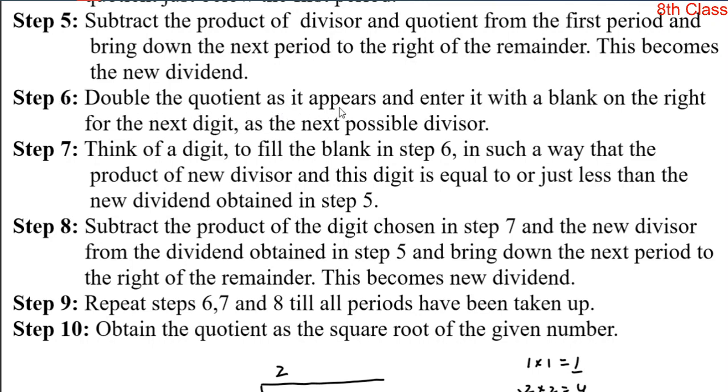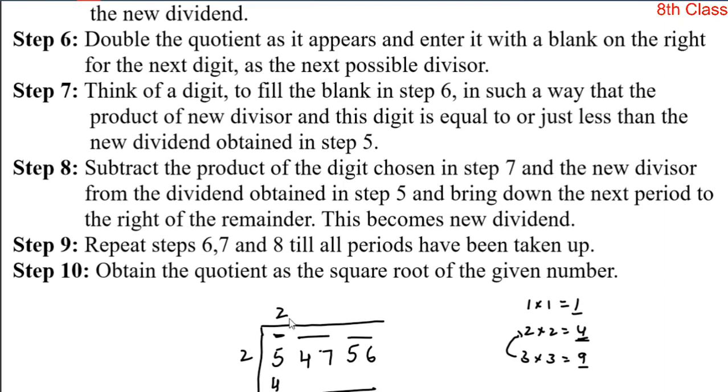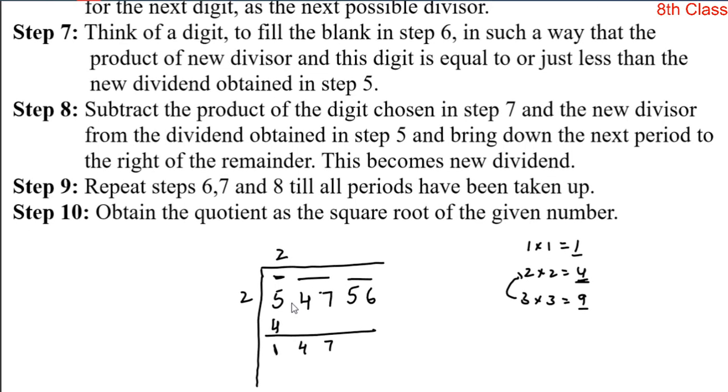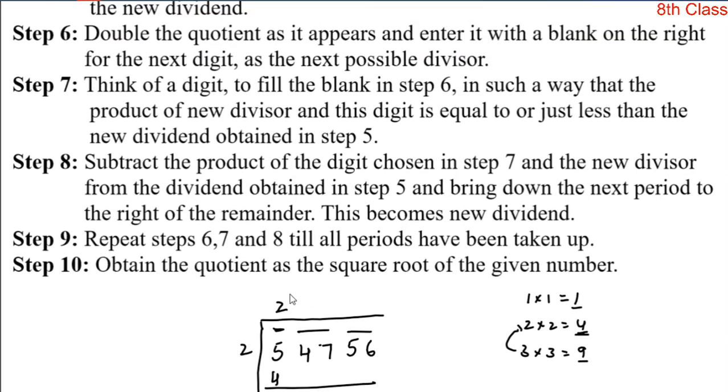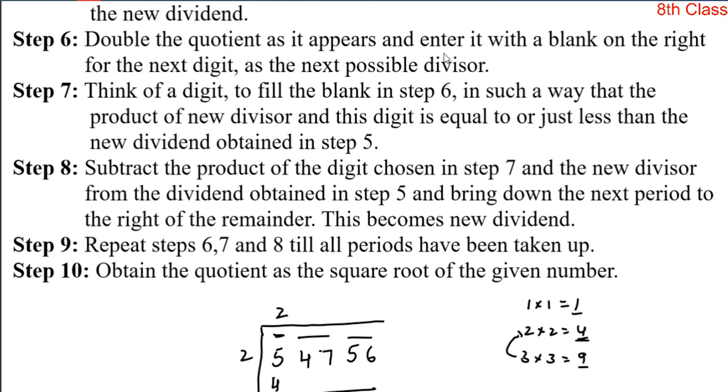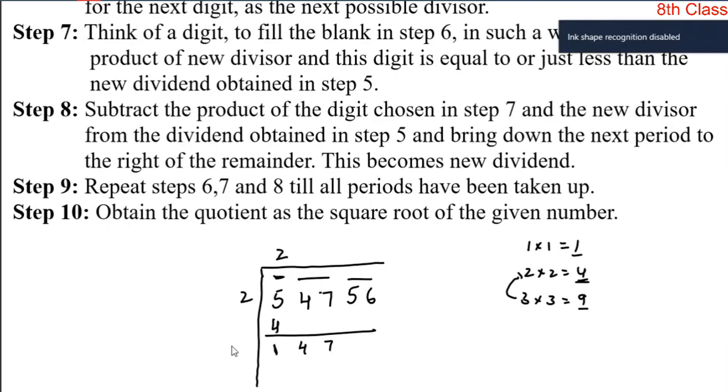Double the quotient as it appears and enter it with a blank on the right side for the next digit. Double the quotient. Here, what is the quotient? Yes, 2 is the quotient. Now double it. Double means 2 into 2, 4. And write that 4 on the left side of the new dividend. Now you leave one blank on the right side of that 4.